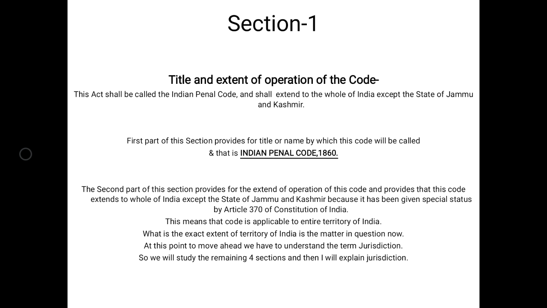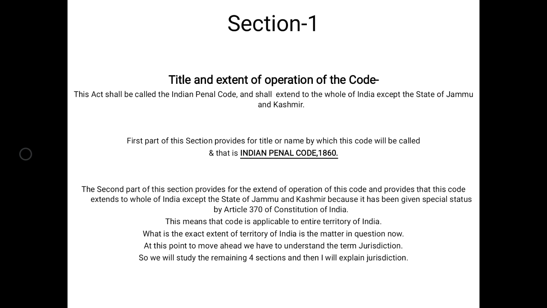Section 1. Title and extent of operation of code. This act shall be called Indian Penal Code and shall extend to whole of India except the state of Jammu and Kashmir. First part of this section provides for title or the name by which the code will be called, and that is Indian Penal Code 1860.